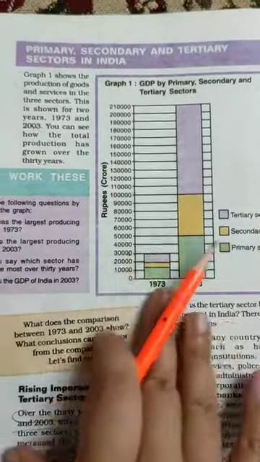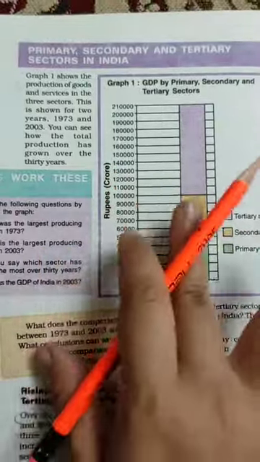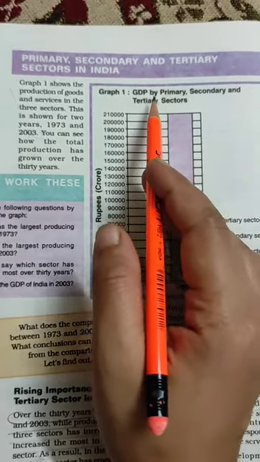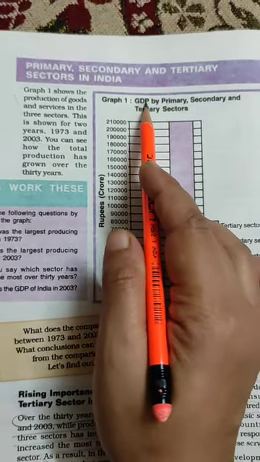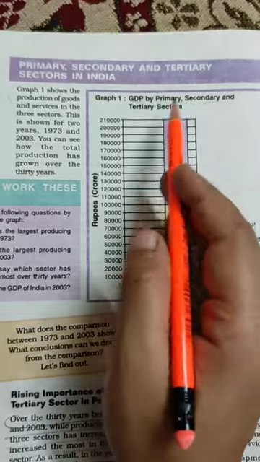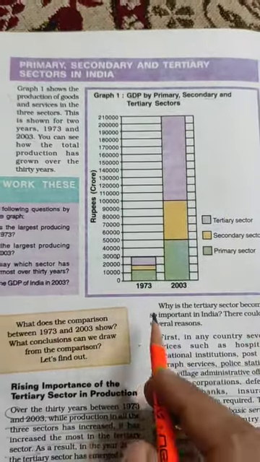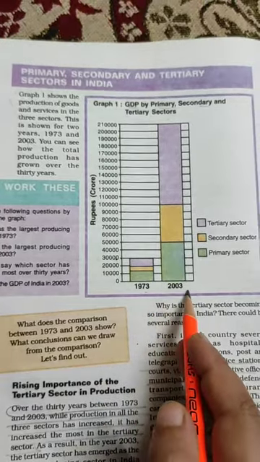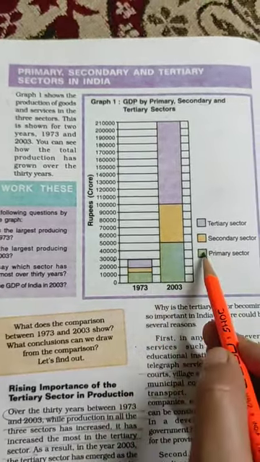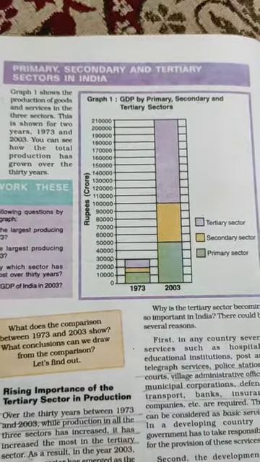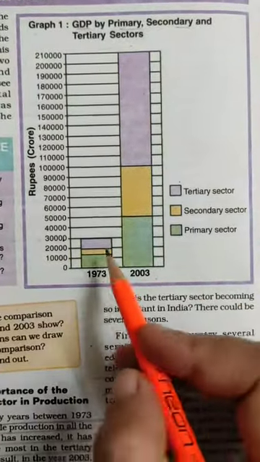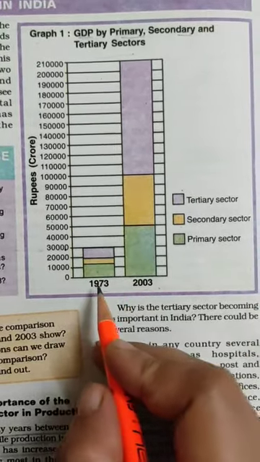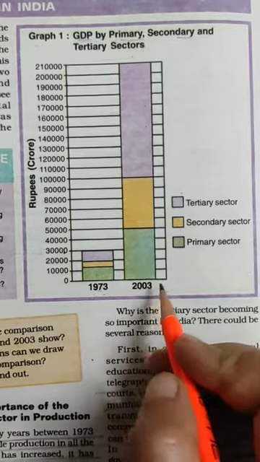In your book, one graph is given. It may be different because of different editions. Okay, graph 1. It shows the production of goods and services in three sectors: primary, secondary and tertiary. This is the graph for two years, 1973 and 2003. You can see different colors are used for different sectors. There is an increase in all the sectors from 1973 to 2003.